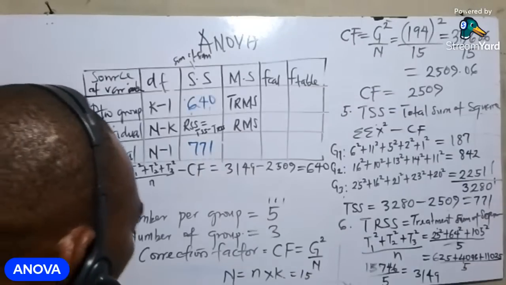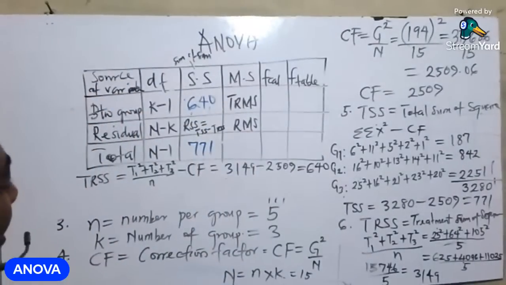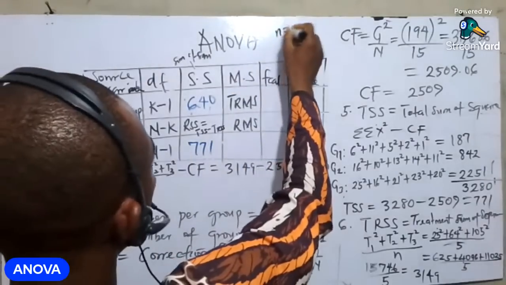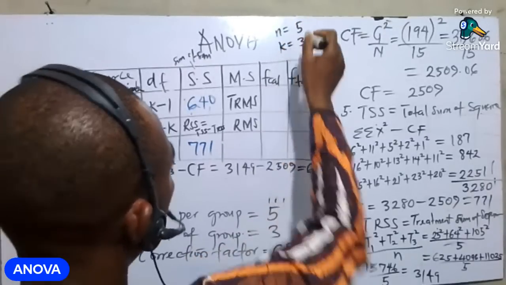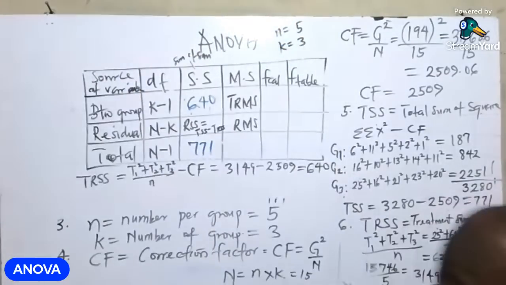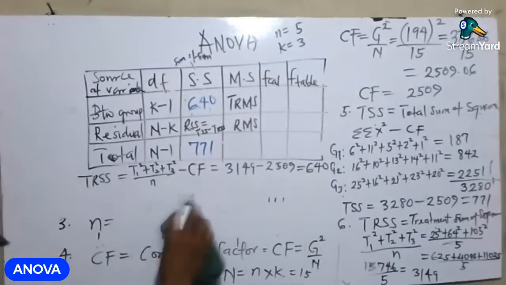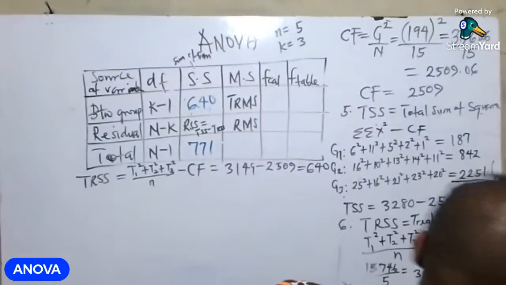So the next thing we need to get now is our RSS. So how do we get our RSS? RSS is our step 7. Don't forget your N is 5 and your K is 3. In fact, you should have gotten that earlier. So let's clean this place and leave the correction factor. I'm not sure we need anything in correction factor again, so let's move away from there.